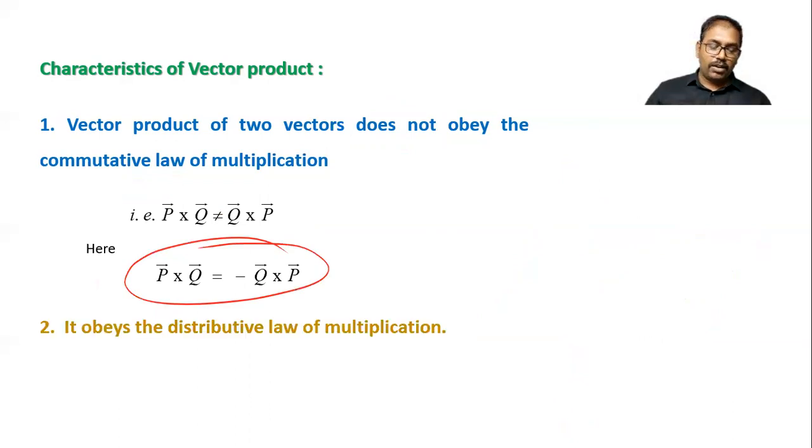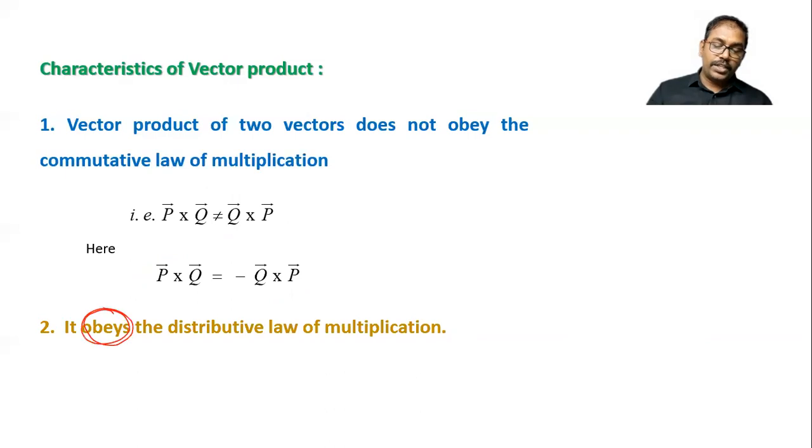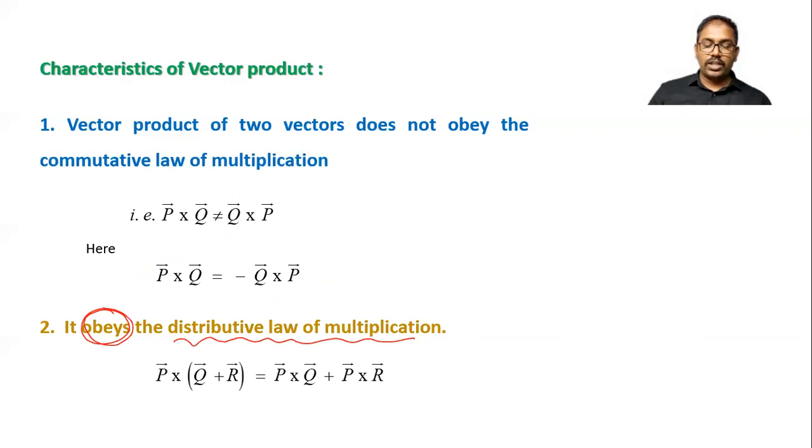Now the second characteristic: it obeys the distributive law of multiplication. It means that P bar cross (Q bar plus R bar) is equal to P cross Q plus P cross R. So we can split this bracket. So it is the distributive law of multiplication. We can distribute the terms.